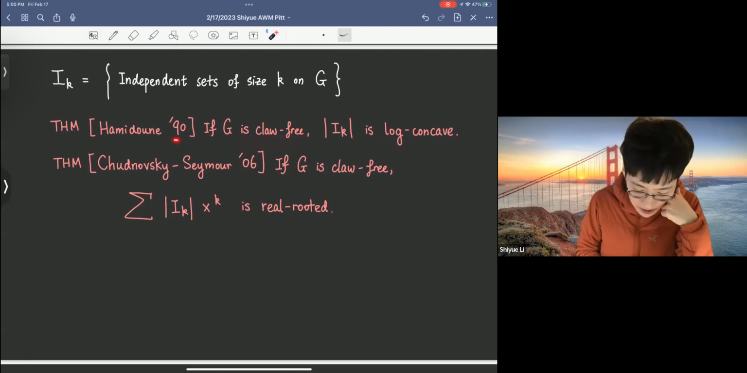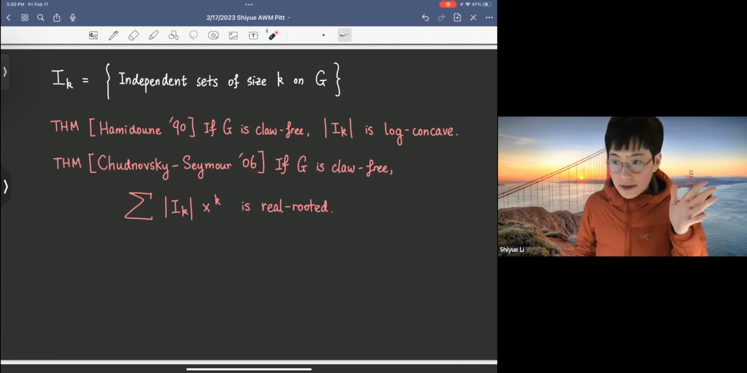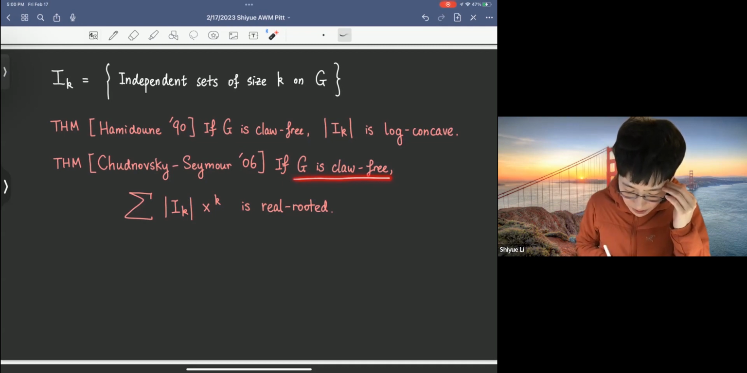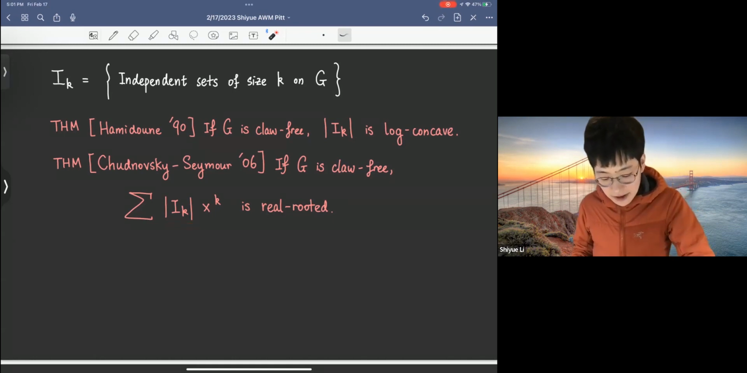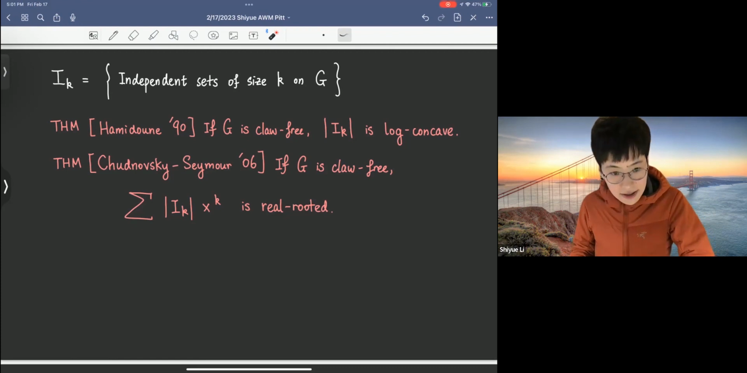Someone proved this using combinatorial methods in the 90s, and then there was a new proof in 2006 using the real-rooted polynomial method. If you have a claw-free graph and look at its generating polynomial, whose coefficients are the cardinalities of the independent sets of size k, this polynomial is real-rooted. This was proven by Chudnovsky and Seymour in 2006.